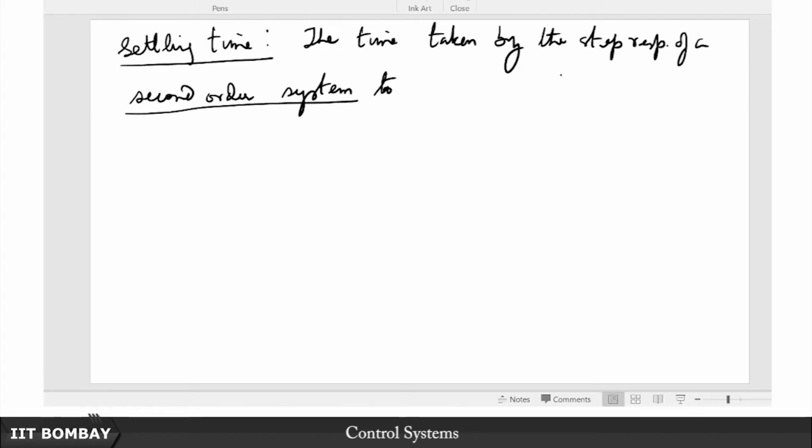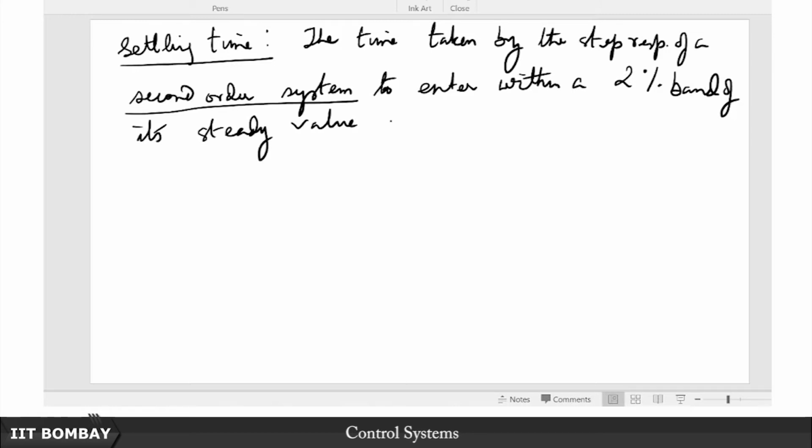The time taken by the step response of a second order system to enter within a 2% band of its steady value and remain there thereafter. This is very important: and remain there thereafter.